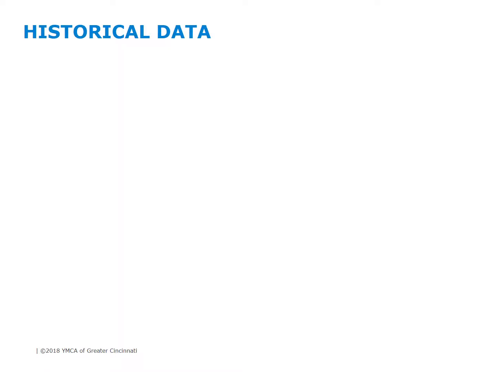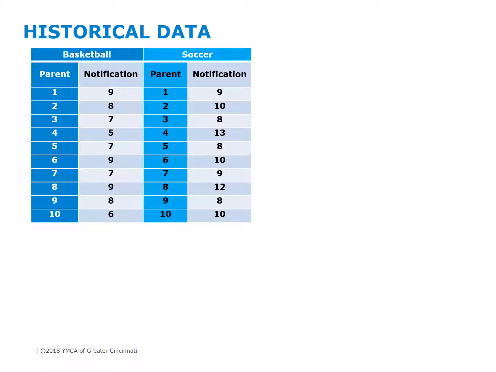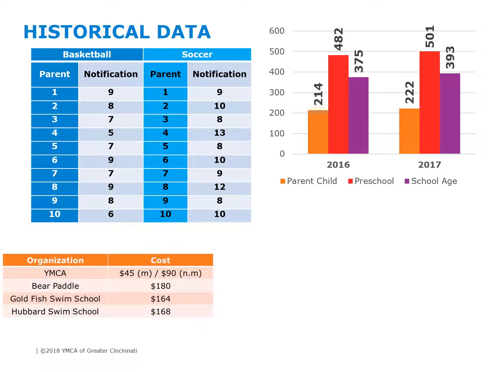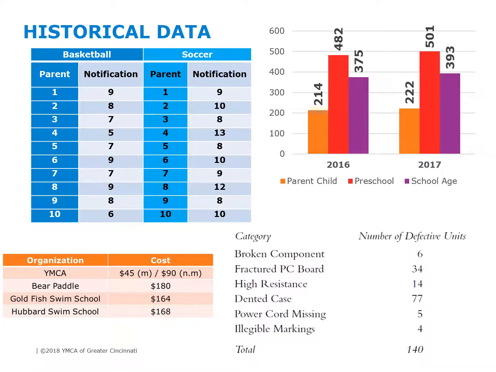You may be able to find historical information that relates to your project. Some examples of historical data might include information on basketball and soccer participation, year-over-year preschool attendance, a comparison of swim lesson prices across organizations, or a count of defective computer shipments. It may be as simple as asking around to see what is already out there that could be of use.